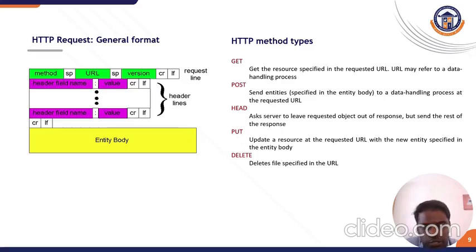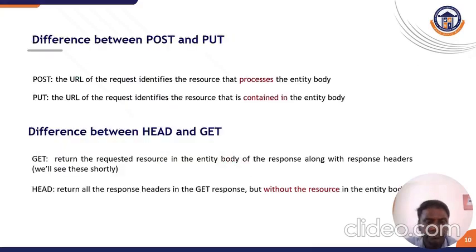Next, PUT: update a resource at the requested URL with a new entity specified in the entity body. DELETE: delete the file specified in the URL. Difference between POST and PUT: in POST, the URL of the request identifies the resource that processes the entity body. Whereas in PUT, the URL of the request indicates the resource that is contained in the entity body. So this is the key difference between POST and PUT.